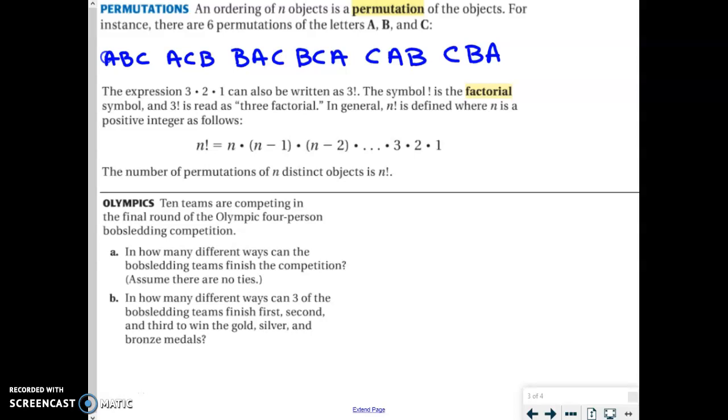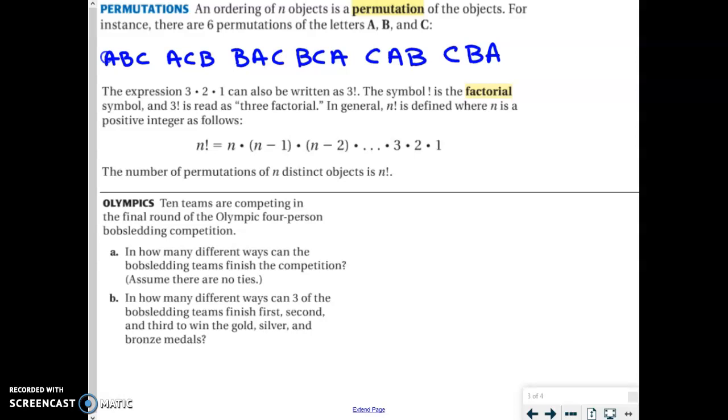Then the next thing talks about a factorial. When you see the number with the exclamation behind it, it's read that number factorial. So in this case, it would be 3 factorial. Factorial simply means you take the number that is given and take it times every integer below it down to 1. So the number of permutations of n distinct objects is n factorial. So with this, ladies and gentlemen, we can actually figure these out on our calculators.